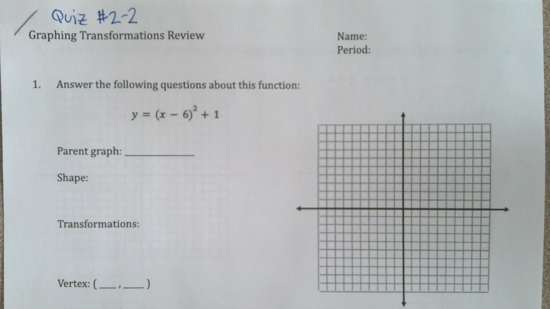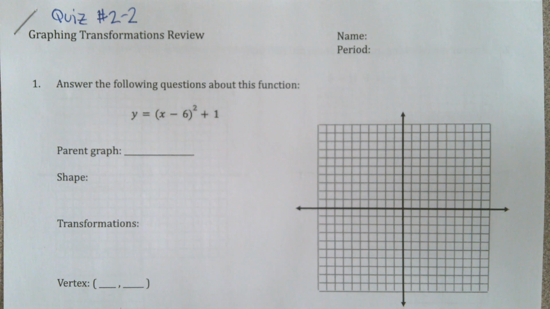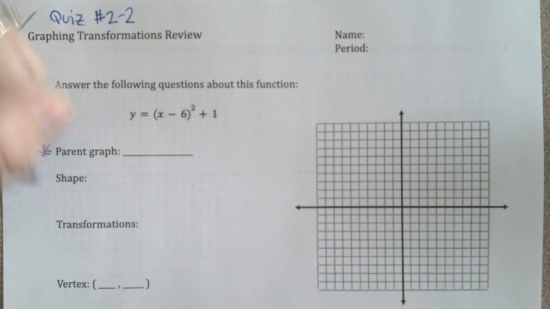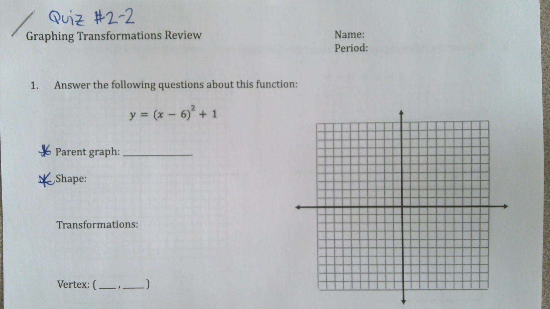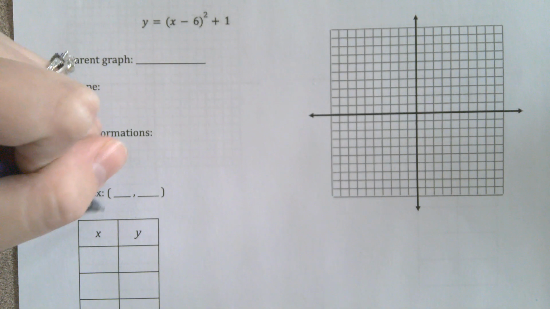For number 1, we have y equals (x minus 6) squared plus 1. I'd like to add as I'm going through this, there are parts of this question that I have added to help you in the thinking process that unfortunately will not be a part of the quiz itself. So this first one is the parent graph and the shape. Those are not going to be on the quiz. The other items we won't have on there.